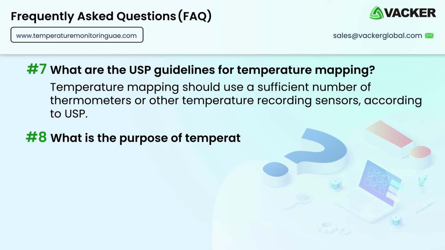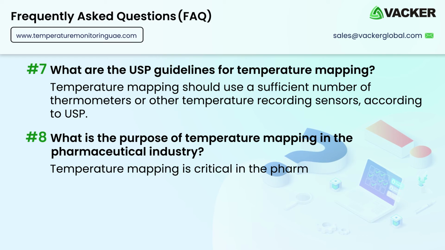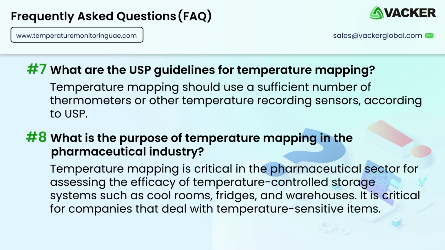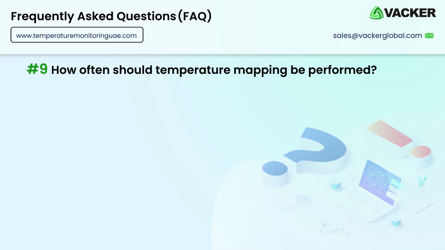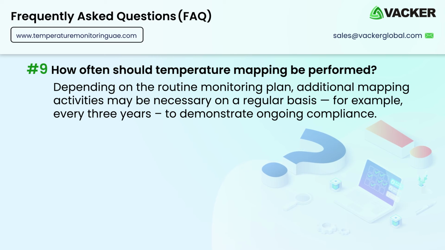What is the purpose of temperature mapping in the pharmaceutical industry? Temperature mapping is critical in the pharmaceutical sector for assessing the efficacy of temperature-controlled storage systems such as cool rooms, fridges, and warehouses. It is critical for companies that deal with temperature-sensitive items. How often should temperature mapping be performed? Depending on the routine monitoring plan, additional mapping activities may be necessary on a regular basis, for example, every 3 years to demonstrate ongoing compliance.